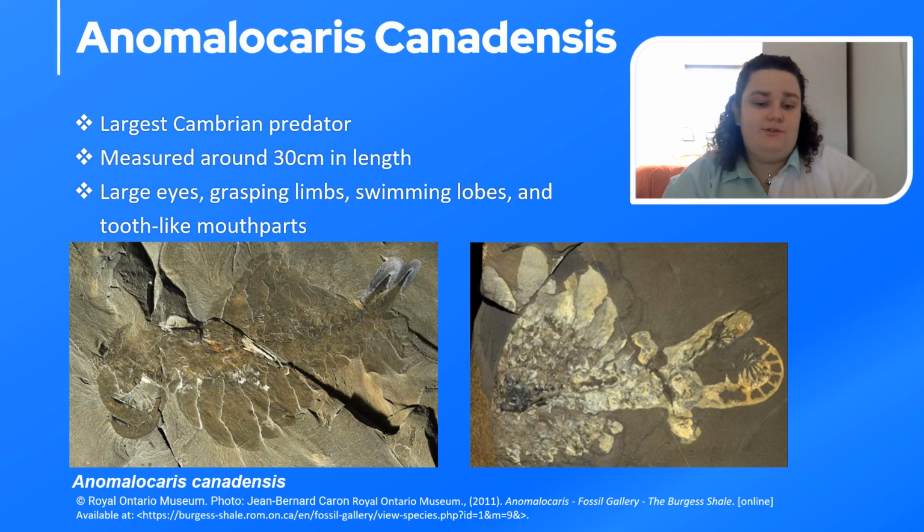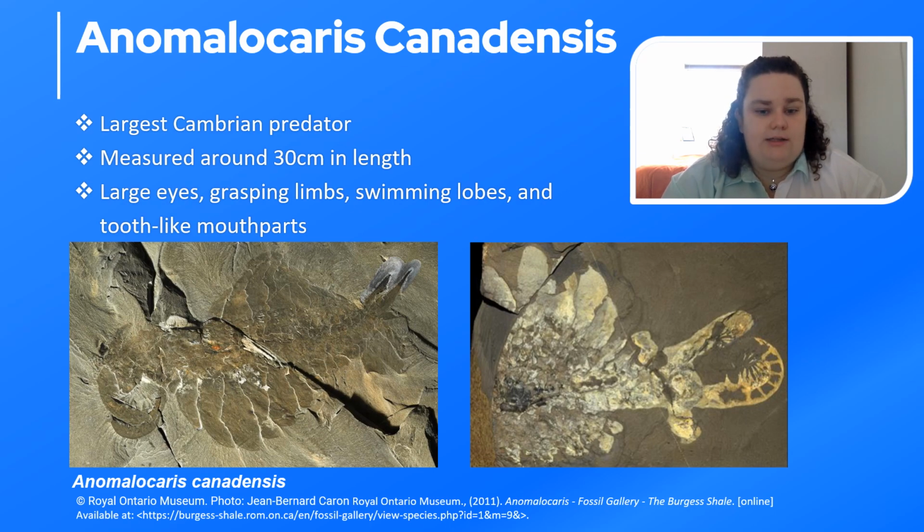The first organism we'll be talking about is Anomalocaris, and it was a really cool organism. It was the largest Cambrian predator found in the Burgess Shale because it measured around 30 centimetres in length, which was pretty big considering the rest of the organisms that are found there. It had large eyes on stalks, grasping limbs on the front, swimming lobes, and tooth-like mouth parts.